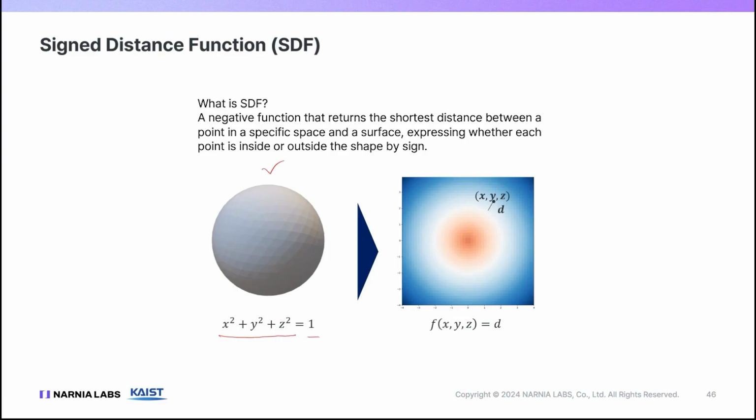You can create a function like this, and if you do so, you can make a function where f takes x, y, and z as inputs and outputs d, which represents the distance to the surface. Earlier I mentioned contour lines, right? So the distance could be 5 or it could be 3, and if you go inside, it could be minus 5. This kind of function is called an SDF.